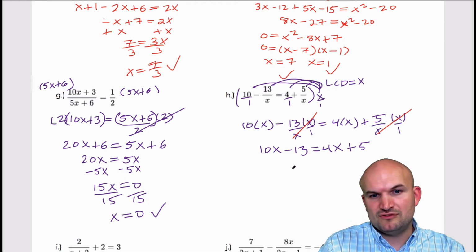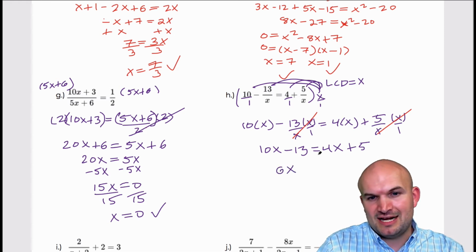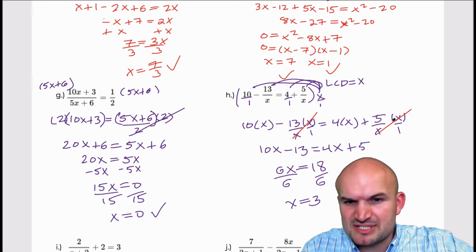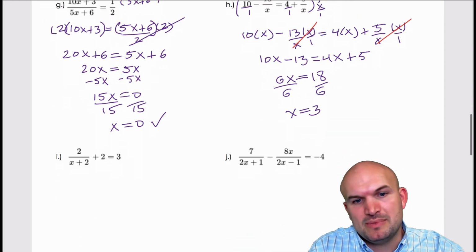So if I subtracted a 4, I would get a 6x, and if I added a 13, equals 18. So I just divide by 6 on both sides, and x is equal to 3. Okay, so I'm kind of skipping some steps, obviously, for the sake of time.